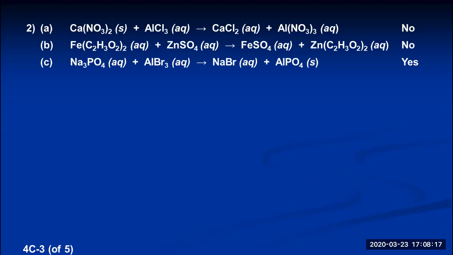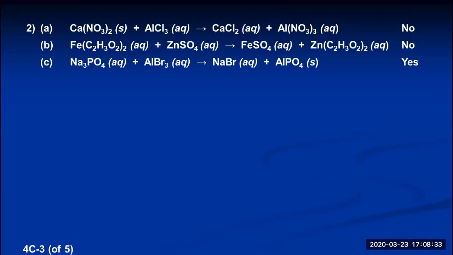Question number 3. Write the balanced net ionic equation for each of the following, each of which results in a reaction occurring. Indicate the phases of each reactant and product. 3A, solutions of barium acetate and nickel 2 sulfate are mixed.